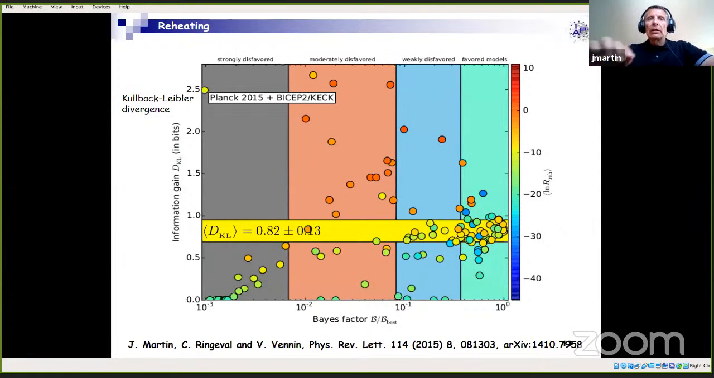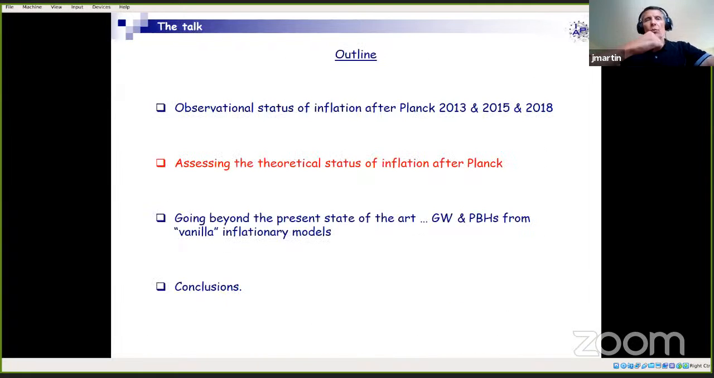Okay, so this concludes what I wanted to say about the observational status of inflation using the Planck data. So there are essentially three punchlines. First, single field models are favored. Second, plateau inflationary models are the winners. Third, we have mild constraints on the reheating phase. So based on those results, I think it's timely to try to discuss and assess the theoretical status of inflation based on what we have learned from Planck.